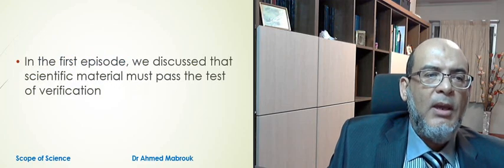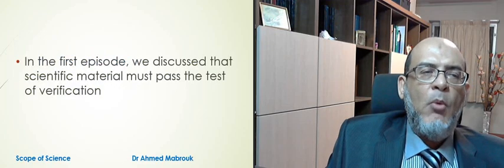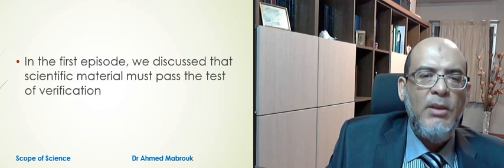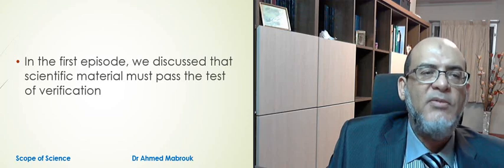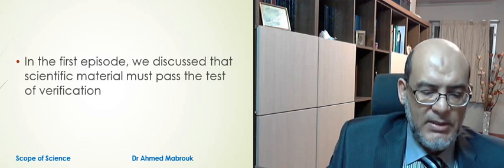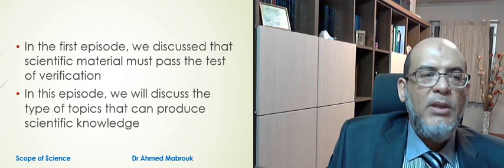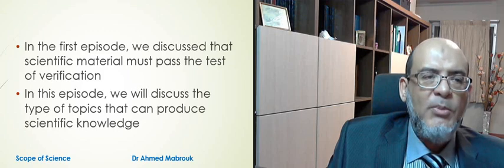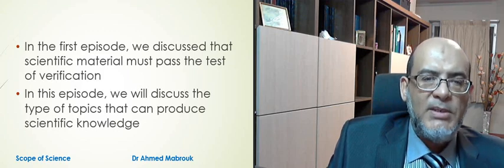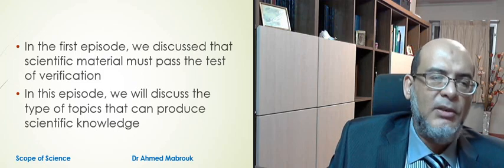In the first session, what we did was say that what distinguishes science from ordinary knowledge is one important fact: that science is verified. This is basically the test that science must pass. So in this episode, I'm going to develop this idea further and use it to determine the type of topics that can produce scientific knowledge.